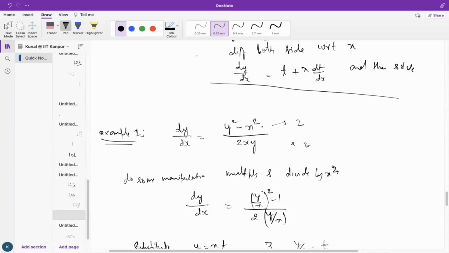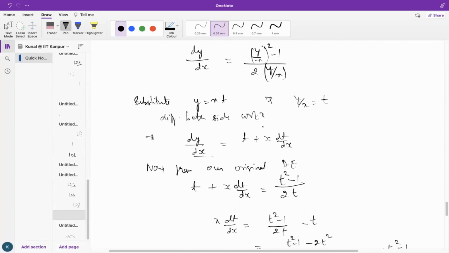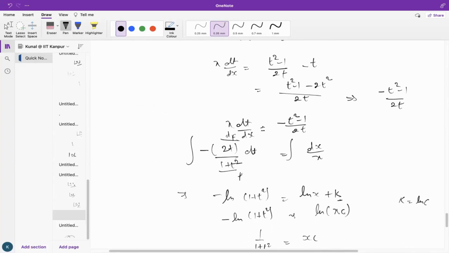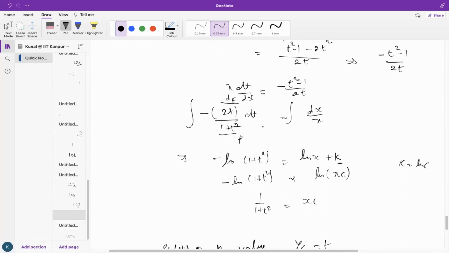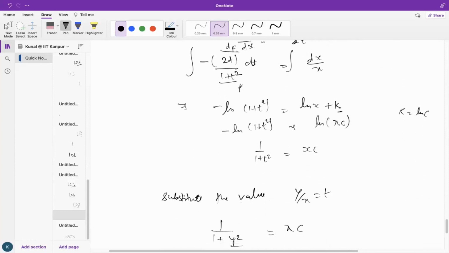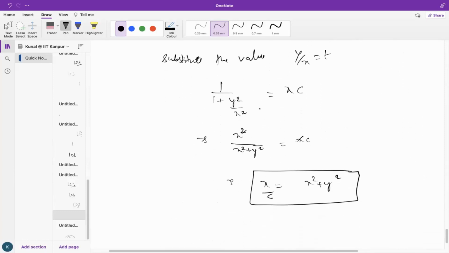So just what you have to do, you have to substitute y is equal to xt here, and you have to solve. No, first you have to get the value of dy by dx in terms of dt by dx, and then you have to write each and every single term in the form of x and y, and you just get the solution.